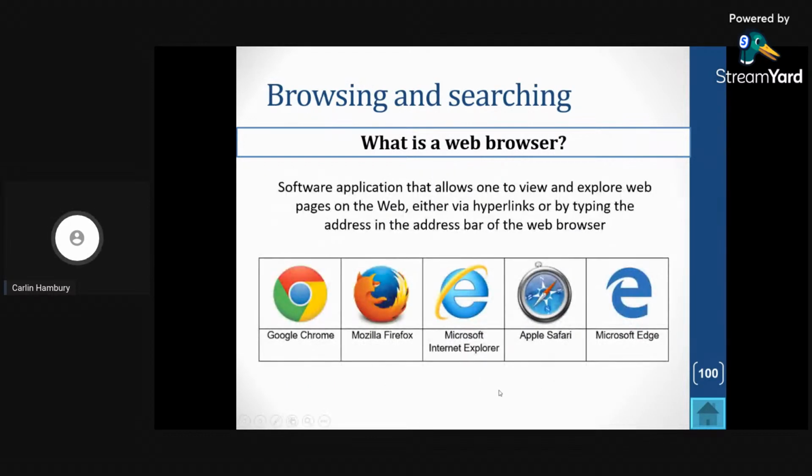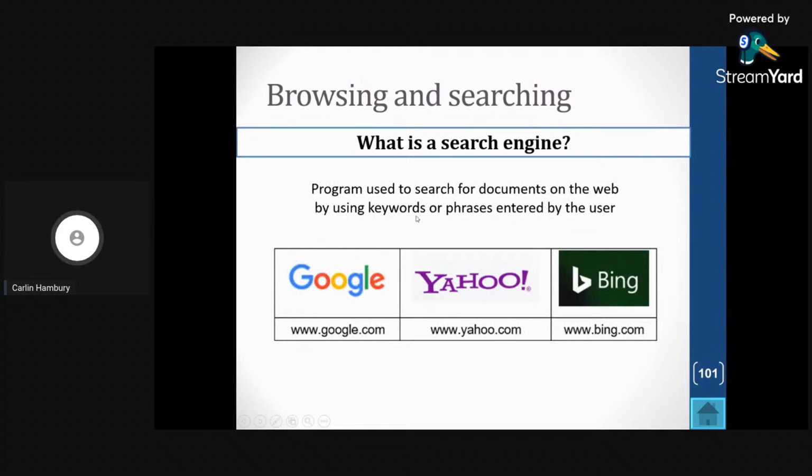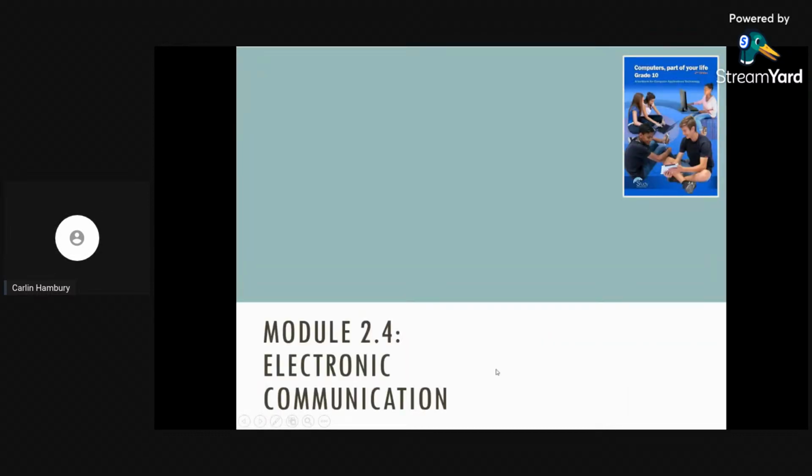Another big one, a web browser. Please remember, a web browser is a program that allows you to view and explore web pages on the web. So Google Chrome. Don't say Google is a web browser. It's not. Google is a search engine. Google Chrome is a web browser. Mozilla Firefox is a web browser. A search engine is a program that is used to search for documents on the internet by using keywords or phrases. Google, Yahoo, Bing are all examples of search engines.